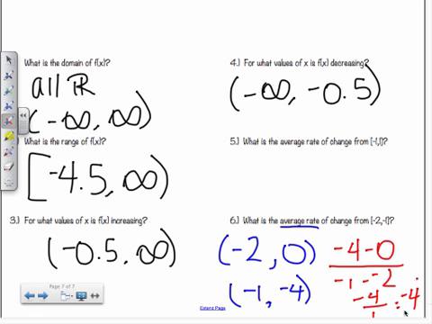Okay? So that's what the rate of change is going to be. And we're going to be using that to actually answer some questions where we're interpreting functions. But I needed you to understand how to actually find the rate of change.